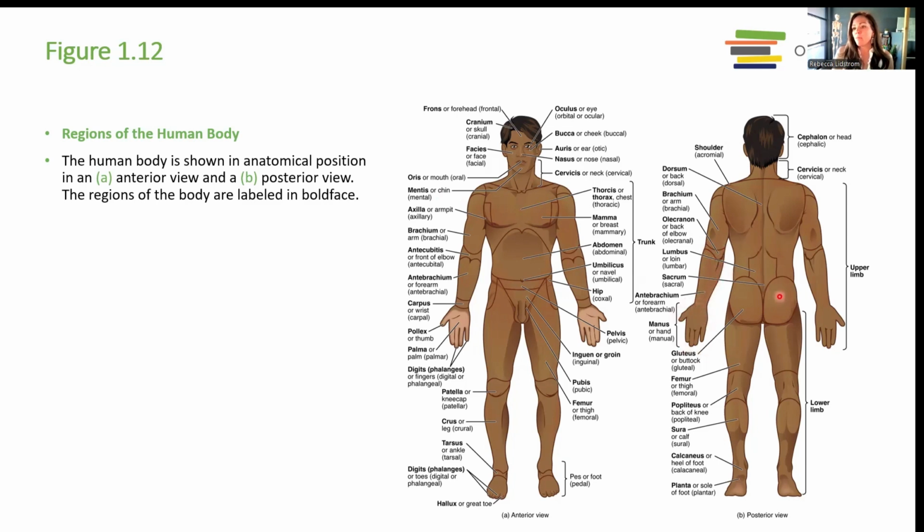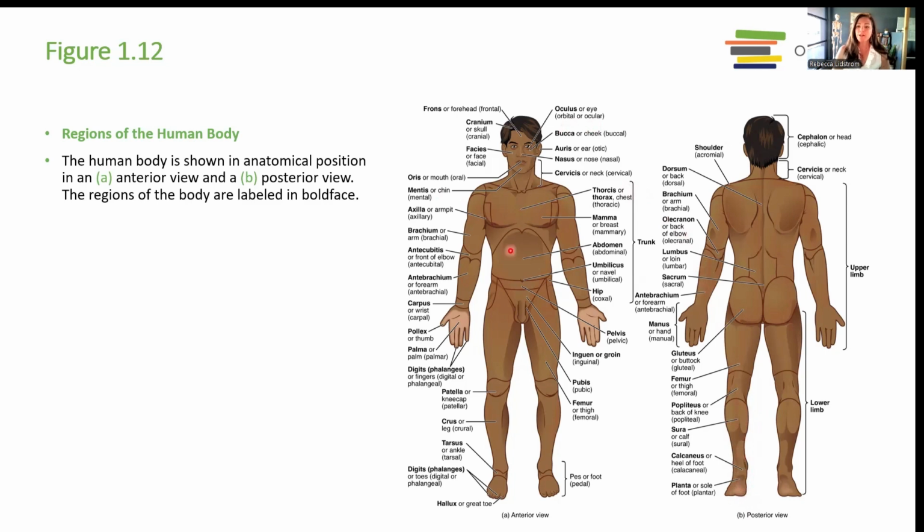We have the gluteal region or gluteus, or sometimes buttock, or all the regions for the butt. The femur, the thigh or femoral region. The popliteus is the back of the knee, sometimes called the popliteal region. We'll see things like the popliteus muscle sitting here. The sura or sural region is the calf. Calcaneus is the heel, and the plantar is the sole of the foot. I always think of this like the plants plant in the ground, and so that is the sole of the foot because that walks on the ground.